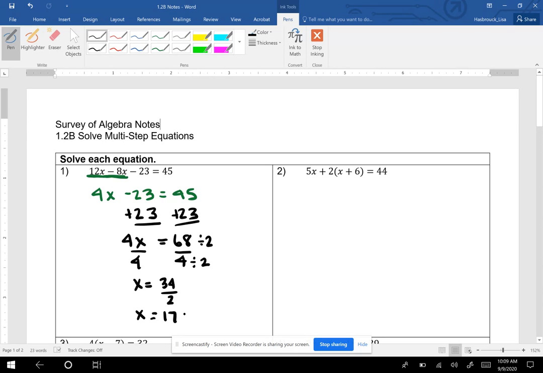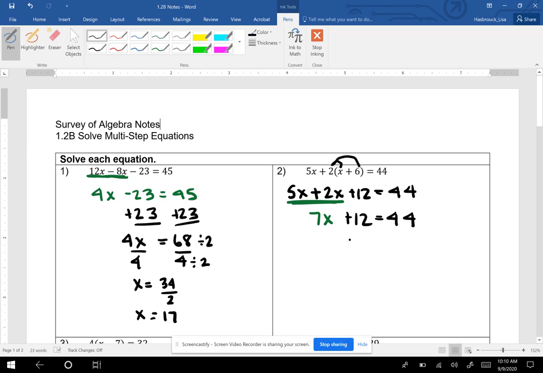So to distribute, I'm going to take 2 times the x first. So I have 5x plus 2x. Then distribute the 2 to the 6 as well to get plus 12 equals 44. 5x plus 2x, those are like terms, so I am going to combine those. That gives me a 7x plus 12 equals 44.